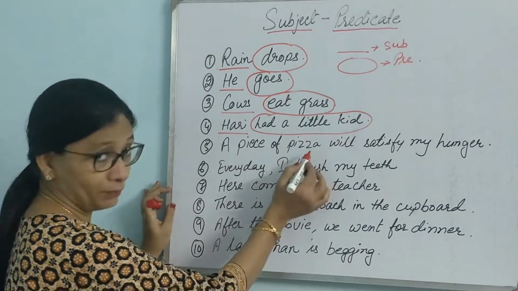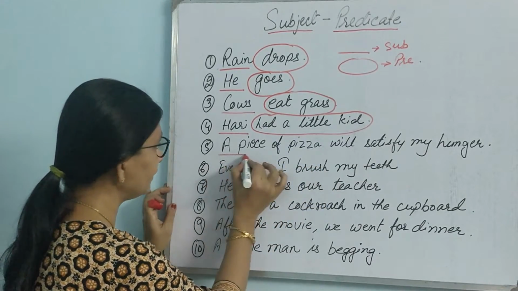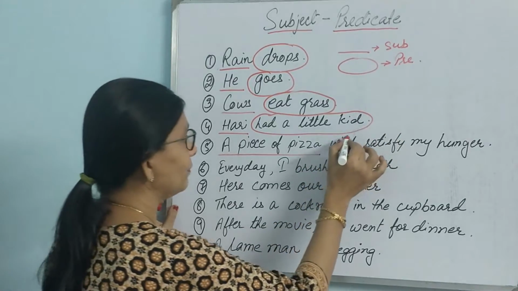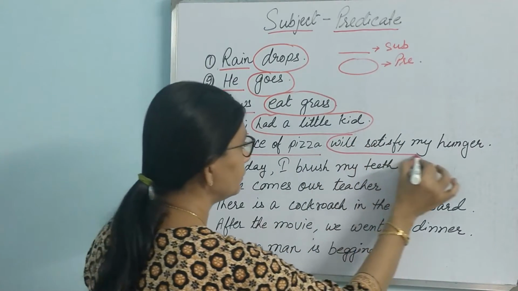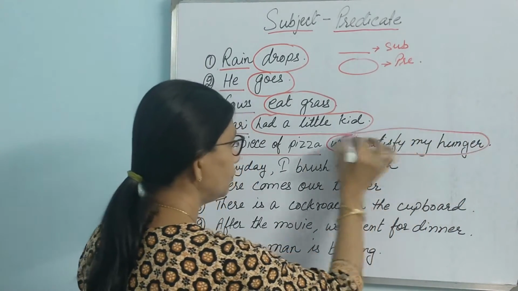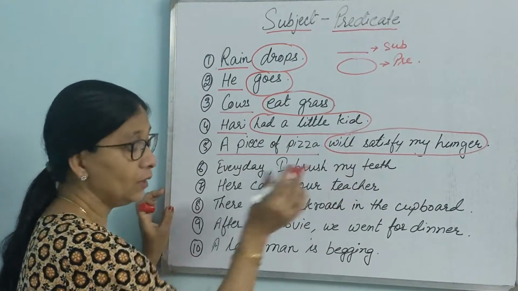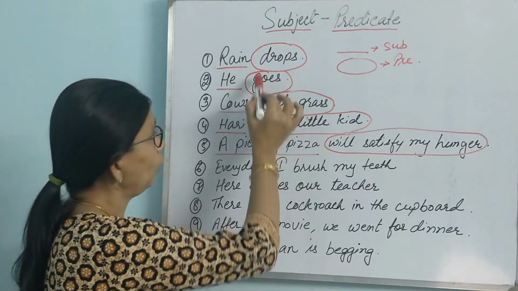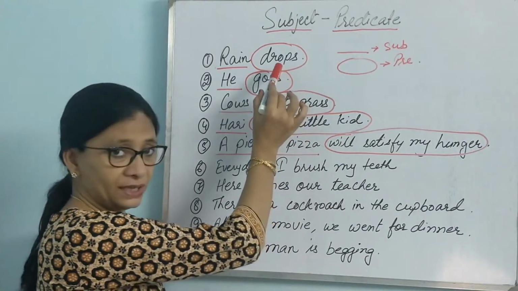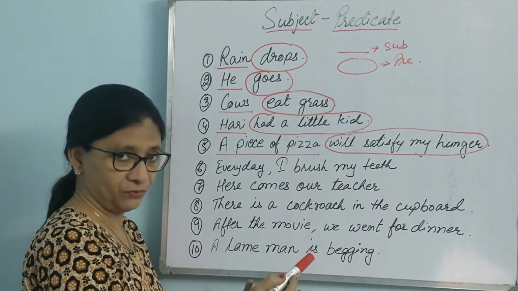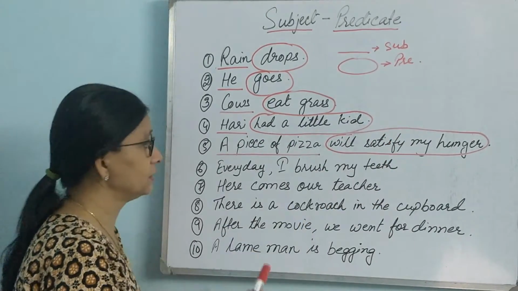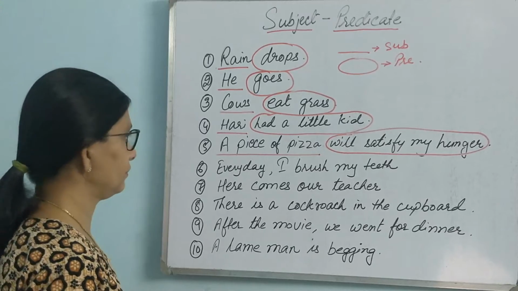A piece of pizza will satisfy my hunger. Now, the whole of a piece of pizza is the subject. Will satisfy my hunger is the predicate. Will is the verb. Predicate will always begin with a verb. Either it will be only a verb, or if it has a few more words, it will begin with a verb and then it will have those words. So that's what it is.